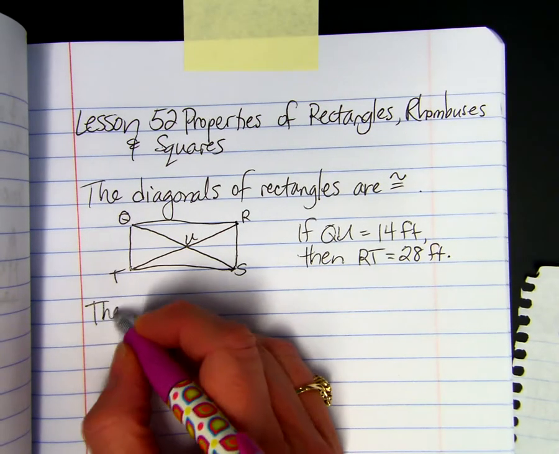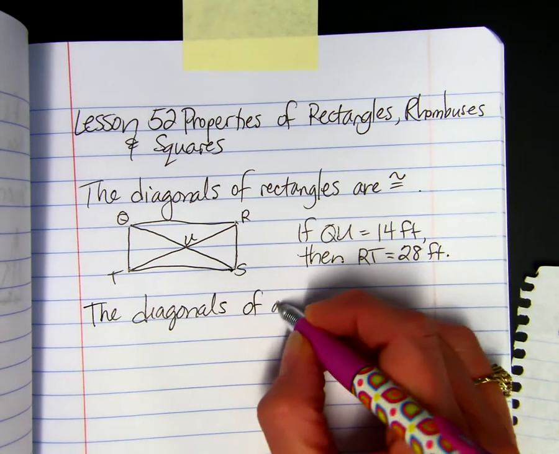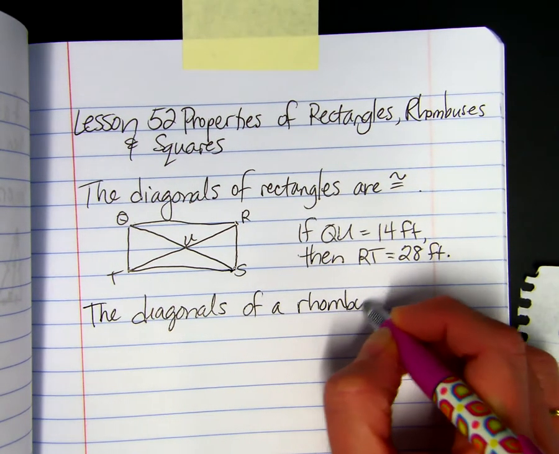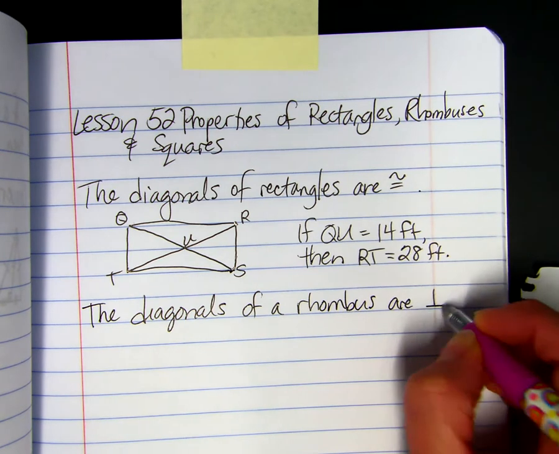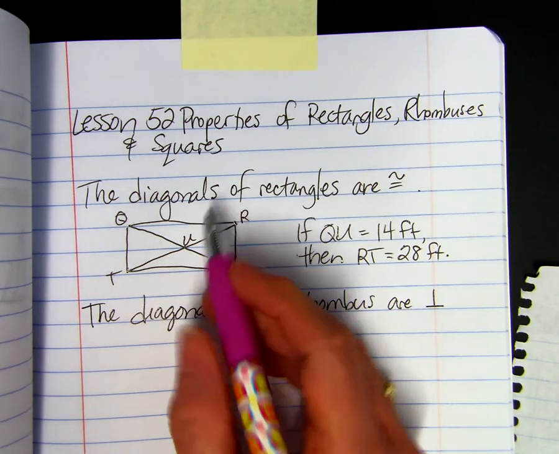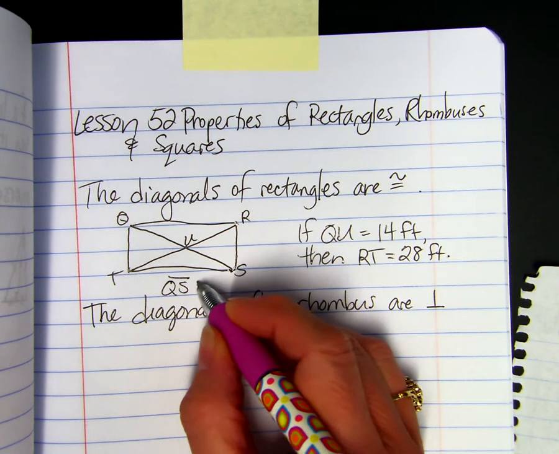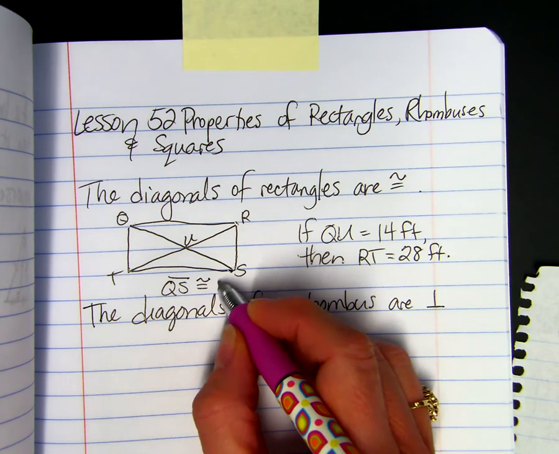Okay, the diagonals of a rhombus are perpendicular. Oh, I forgot part of the notes. You want to write here that QS is congruent to TR.